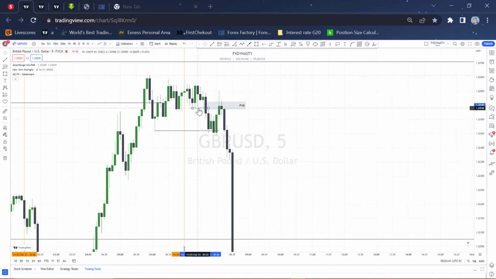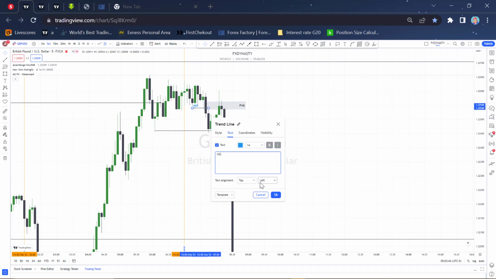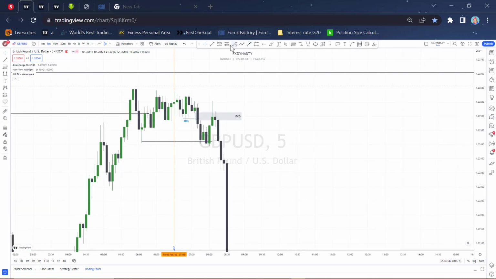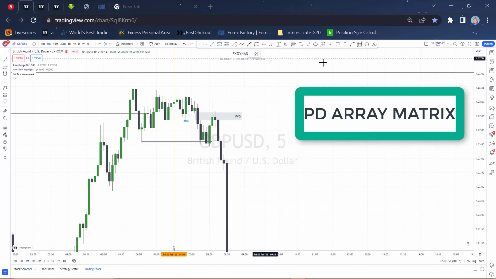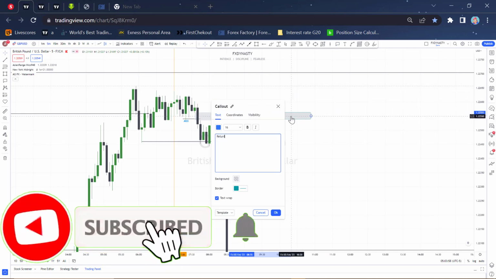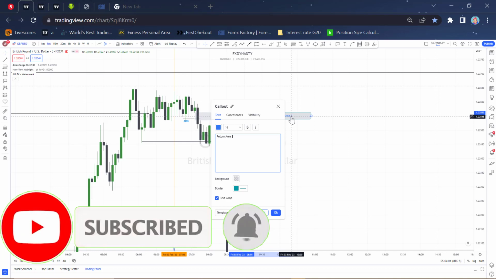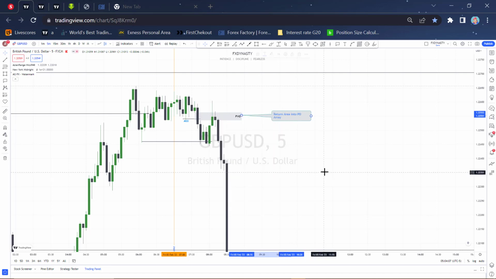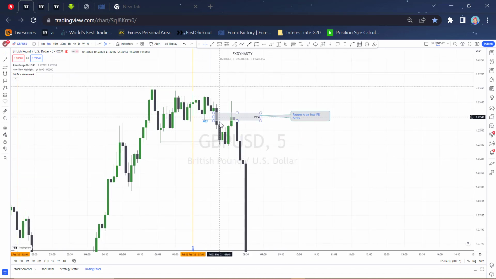This is the MSS, and this is our return area. Return area into the PD array. So price actually returned into this PD array, which is a fair value gap in this scenario. There's also an order block in case you trade order blocks. There's also a smaller order block and a larger order block. So whichever one you choose, this will be a banger, guys.